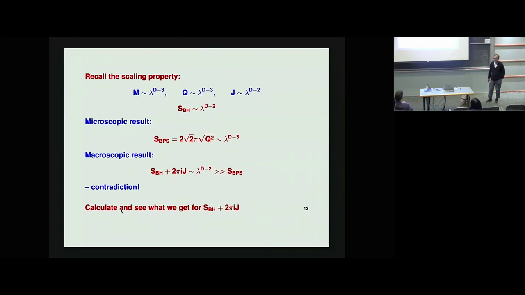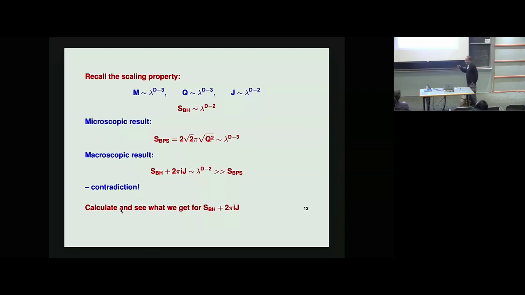Now, before we start doing the actual calculation, let's just study the scaling properties. We have this scaling property here. Now, the microscopic result says that S_BPS should be given by this. And from the scaling property that is here, you can see that S_BPS scales as lambda to the d minus 3. I'm very sorry, but in the second transparency, the power of lambda for J was d minus 3. I think that was wrong. So the first one was correct.